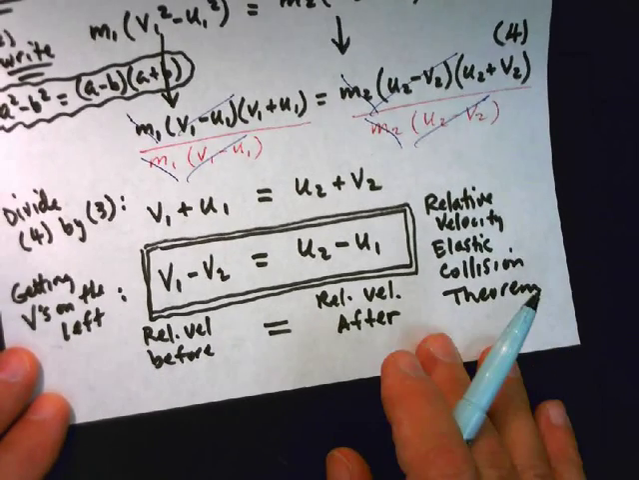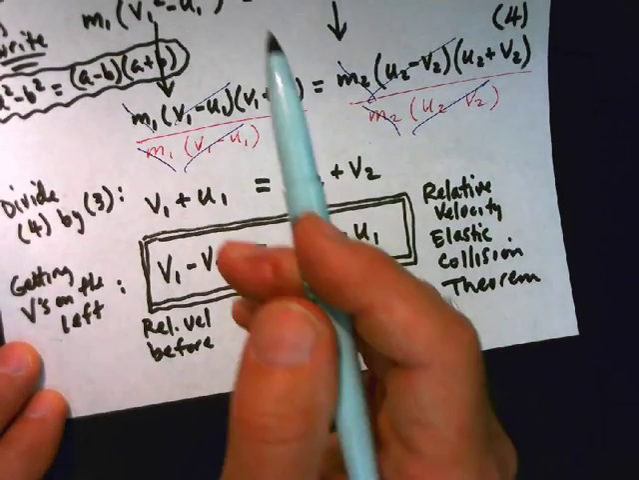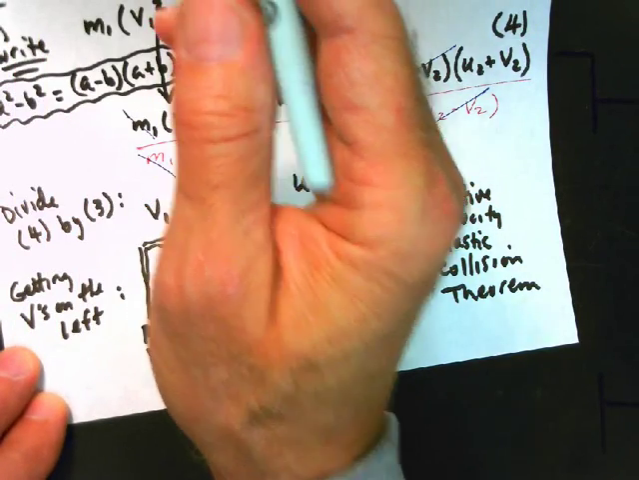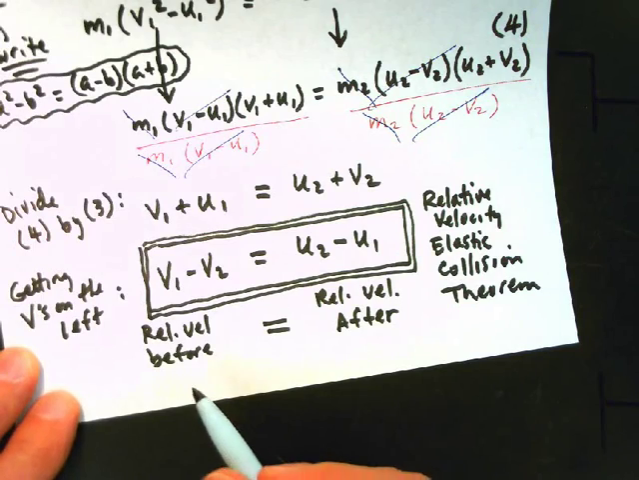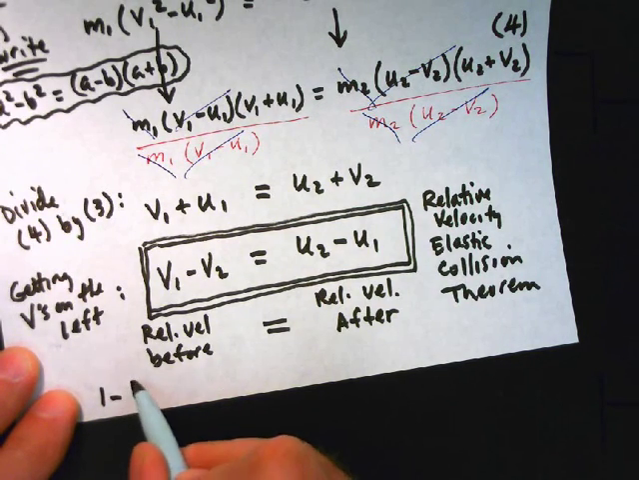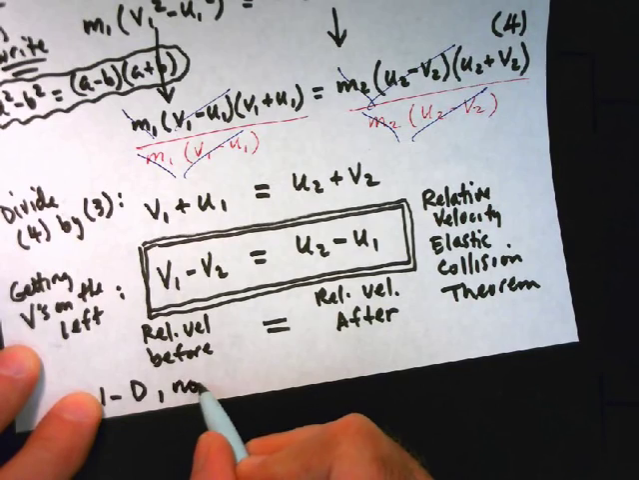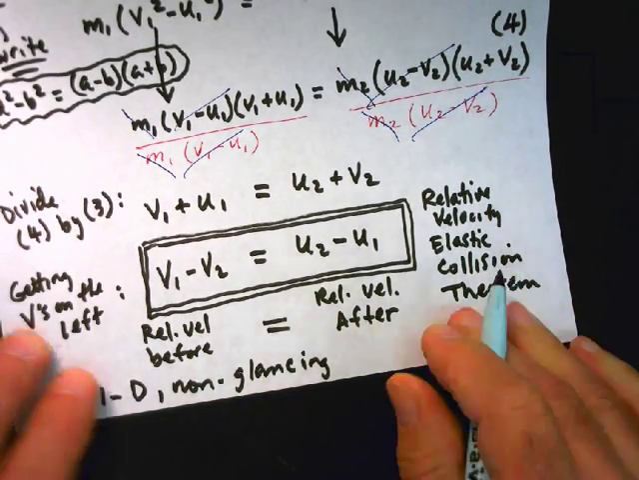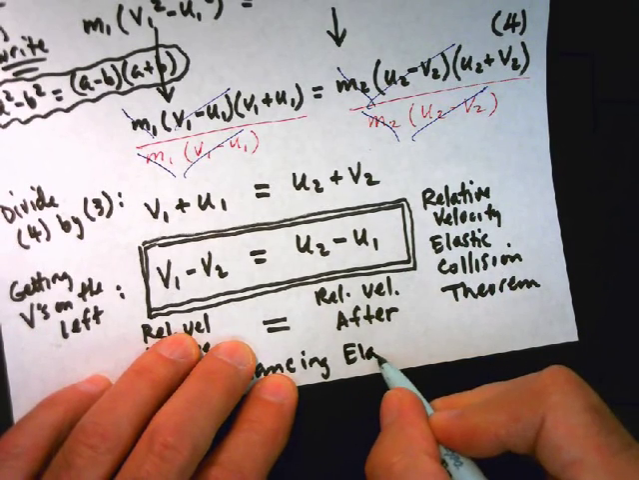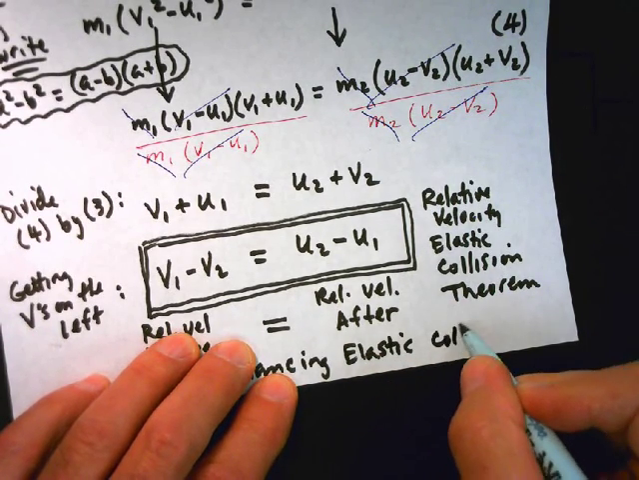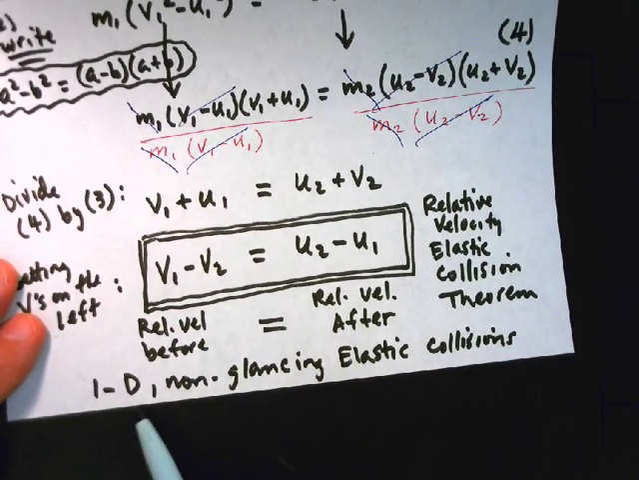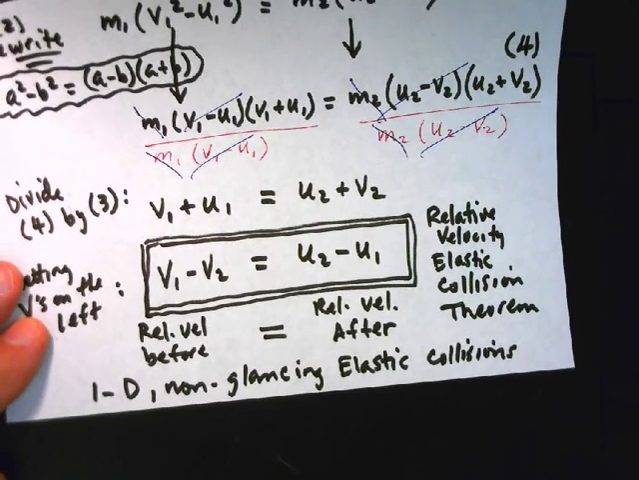Okay, but this only works for elastic collisions and only ones that are one-dimensional. In other words, they're not glancing. So it only works for one-dimensional, in other words, non-glancing, direct hit, elastic collisions or interactions. Let's see an example of this, huh?